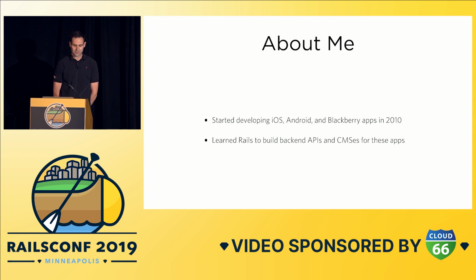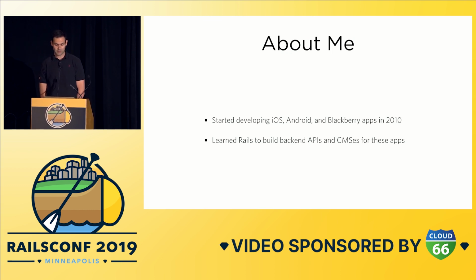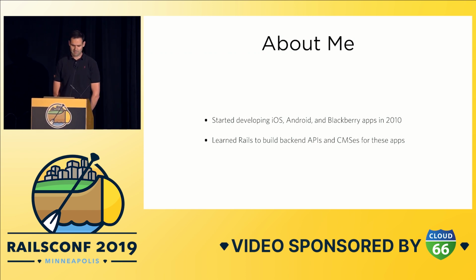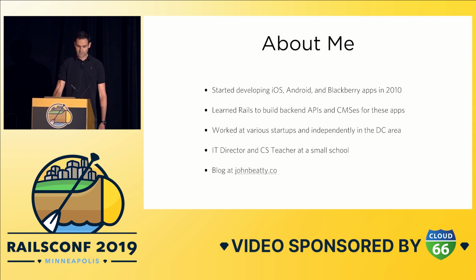My Rails developer story starts with developing iOS, Android, and BlackBerry apps in 2010. I quickly learned that those apps needed a back-end service to manage the data that shows up in an app. At this point, I was young and my time was cheap, so I learned Rails to build those backends. And I fell in love with Rails, and I found that it matched how iOS apps were developed, even down to some of the Smalltalk similarities between Objective-C and Ruby.